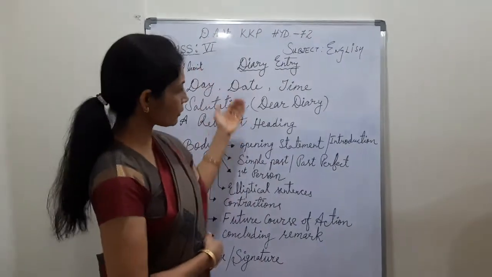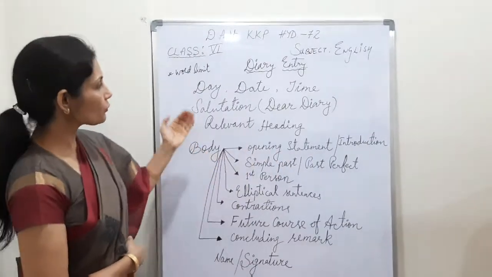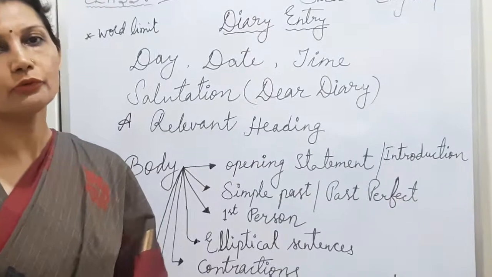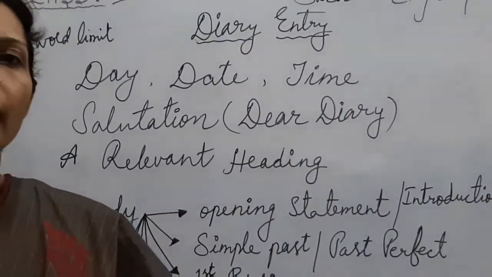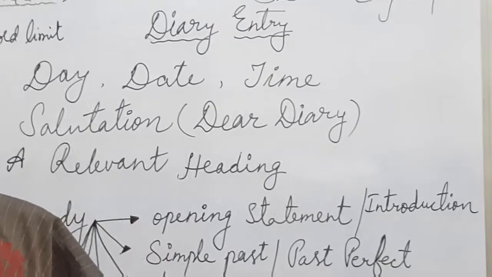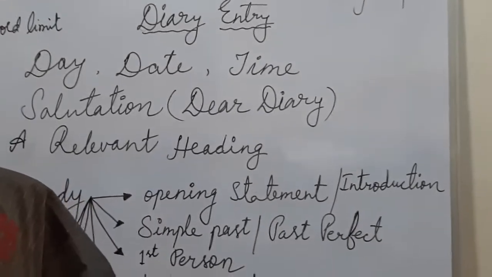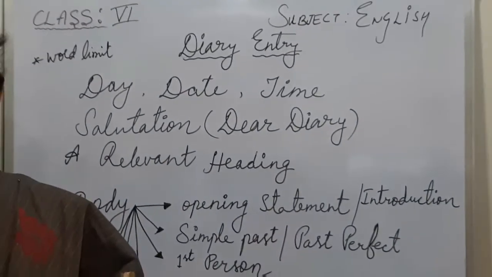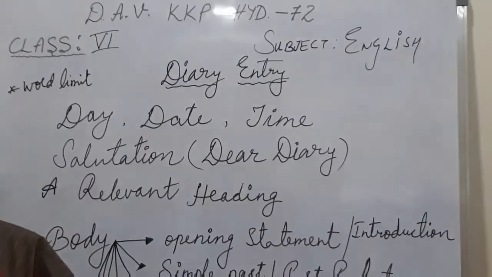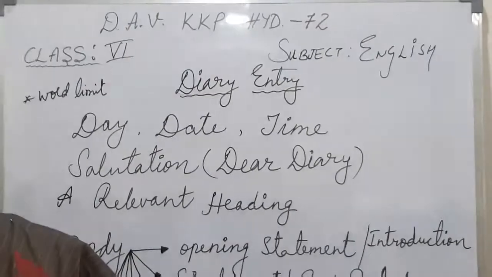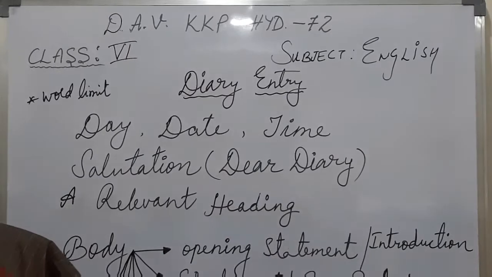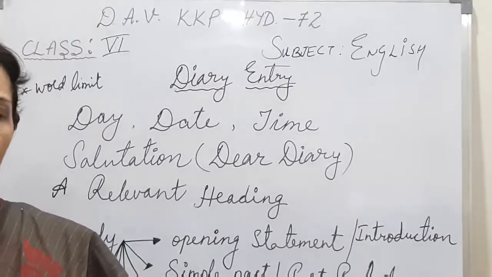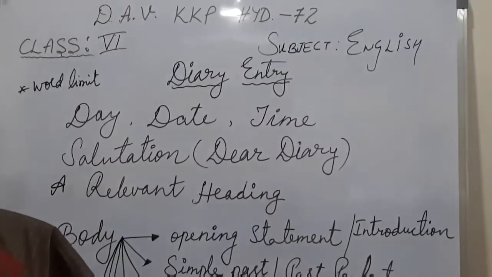Before starting the guidelines for writing a diary and before starting its format, let me tell you what a diary is. Children, a diary is purely a personal, private document where you can express your feelings, your emotions and your ideas. There you can describe your daily events, whatever happened during the course of the day from morning till evening. Generally we write the diary at the end of the day, before sleeping at night. So always mention the time of the night in the diary entries.